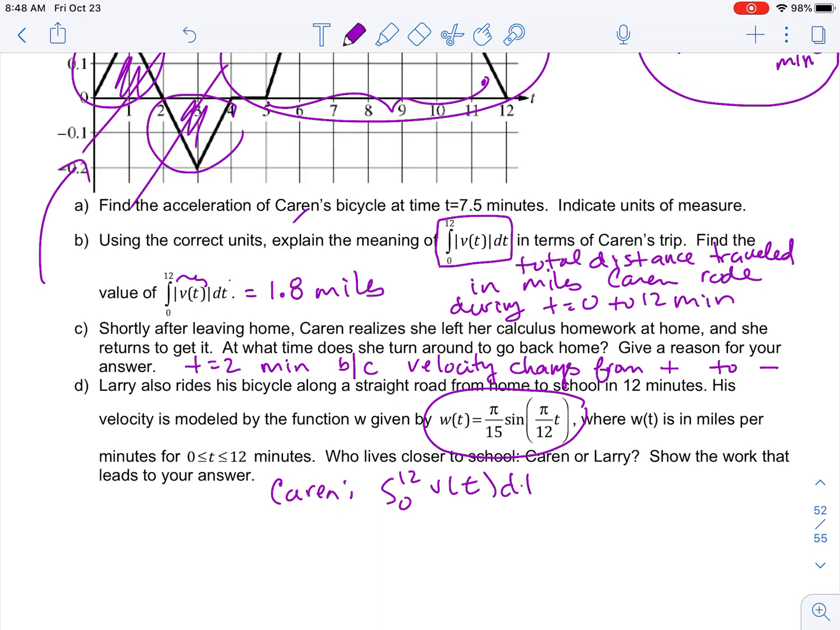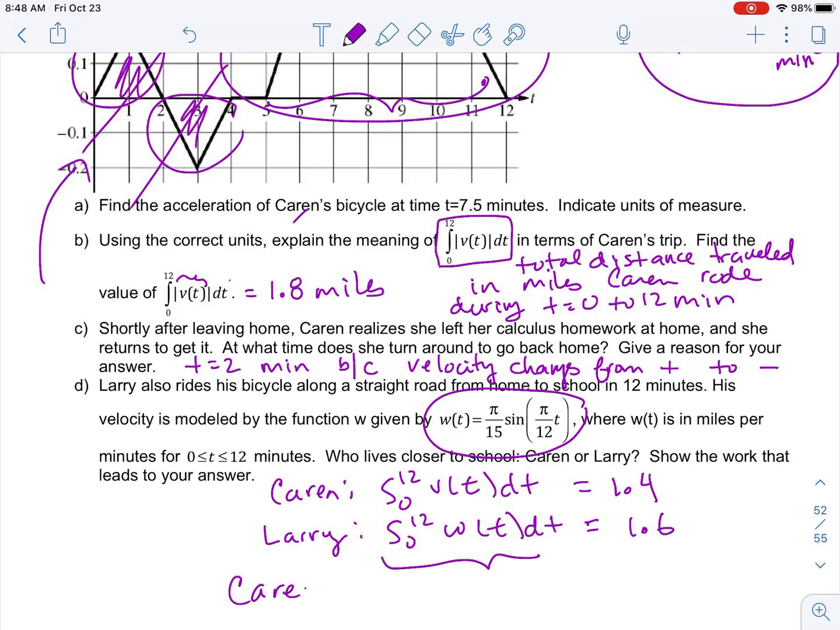So for Karen, this would represent that distance, and that's going to give me 1.4 if you add up those areas. For Larry, I have an equation, so I'm going to go ahead and integrate this using your calculator. If you go ahead and do that, you end up with 1.6. So based on these answers, Karen lives closer to school.